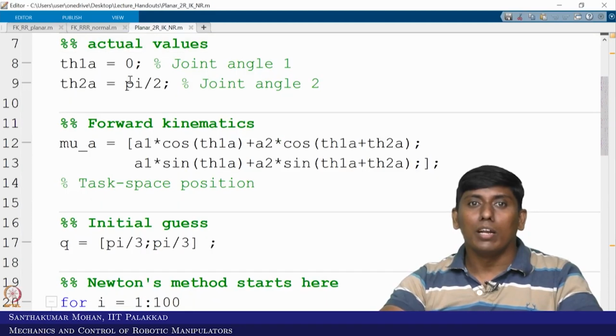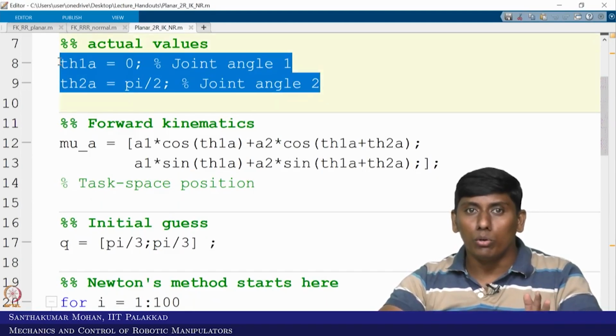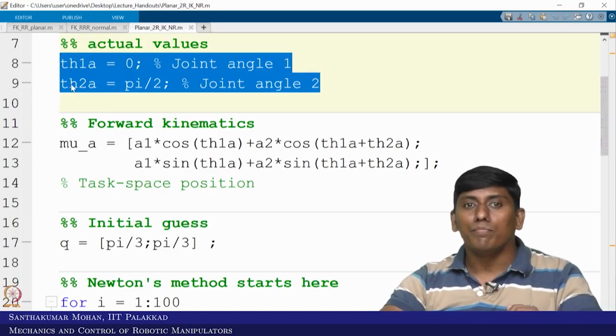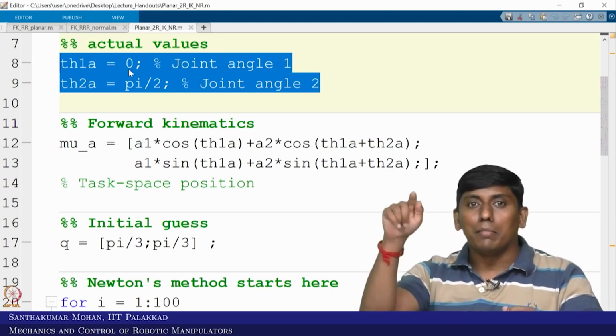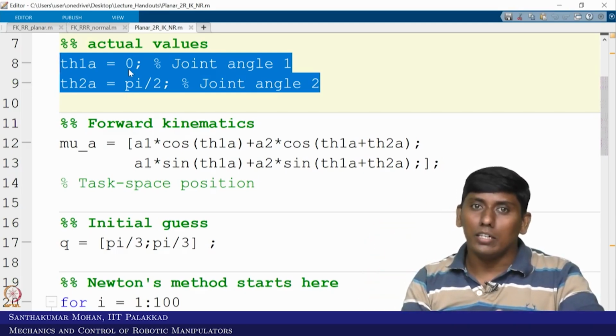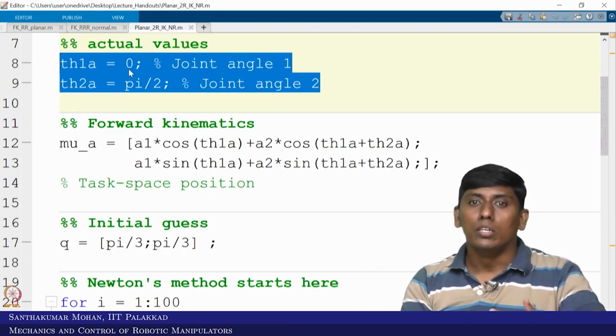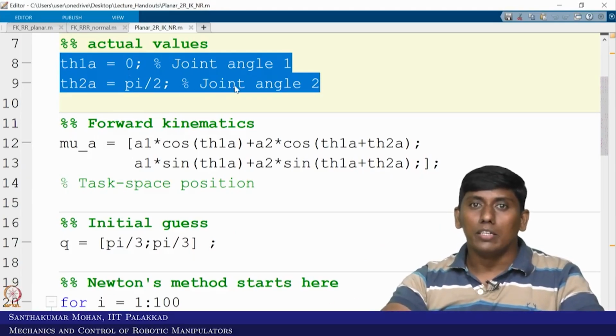Again, I am taking one given point. In actuality we do not know it, but for finding the mu value I am assuming that this is the actual angle. I am making theta 1 equal to 0 and theta 2 equal to 90, and whatever the mu would be, I am assuming that as the given mu value. So, in the sense, this is not really available to us.